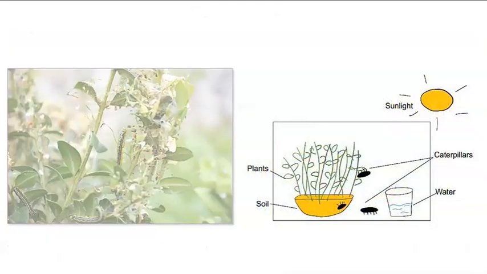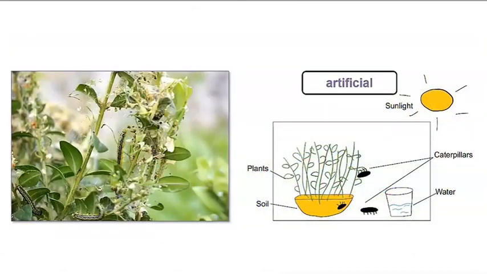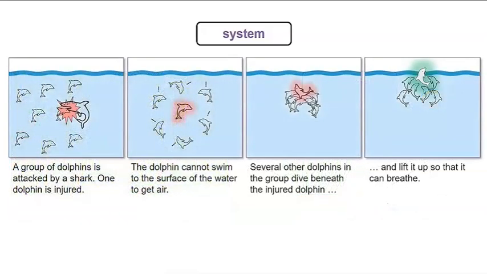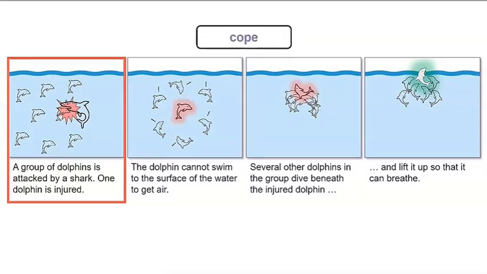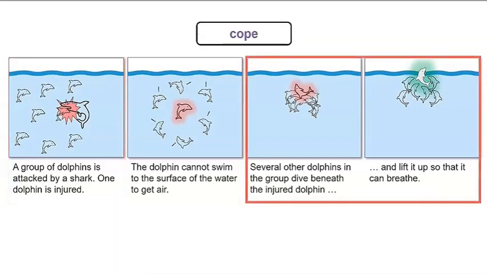A habitat can be natural or artificial, as long as it provides the organisms with everything it needs to grow and survive. A habitat is a system, which means its components interact and depend on one another. What do you think happens when there is a change to a system? What happens if, for example, a shark attacks a dolphin in a group? All the animals in the system can work together to cope with the change. In this case, the other dolphins can lift up the injured dolphin so that it can breathe. Isn't that amazing? Some animals live in groups that help members survive.